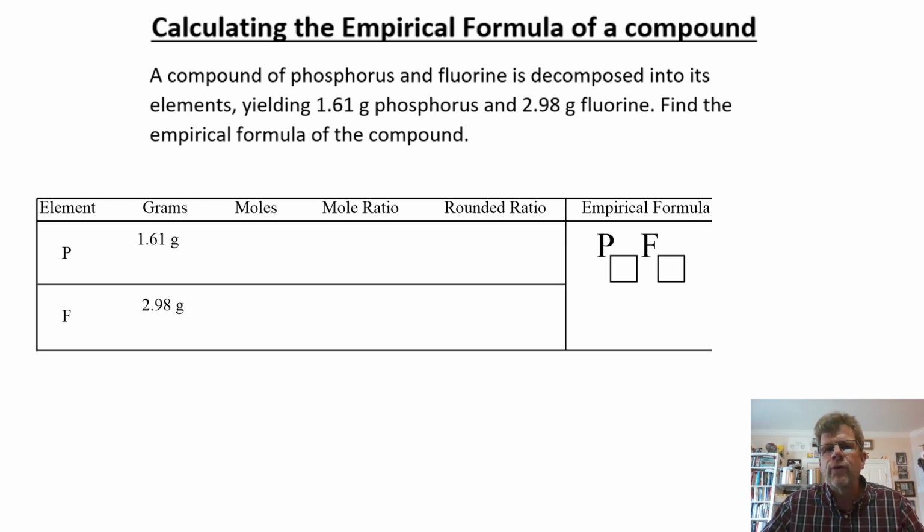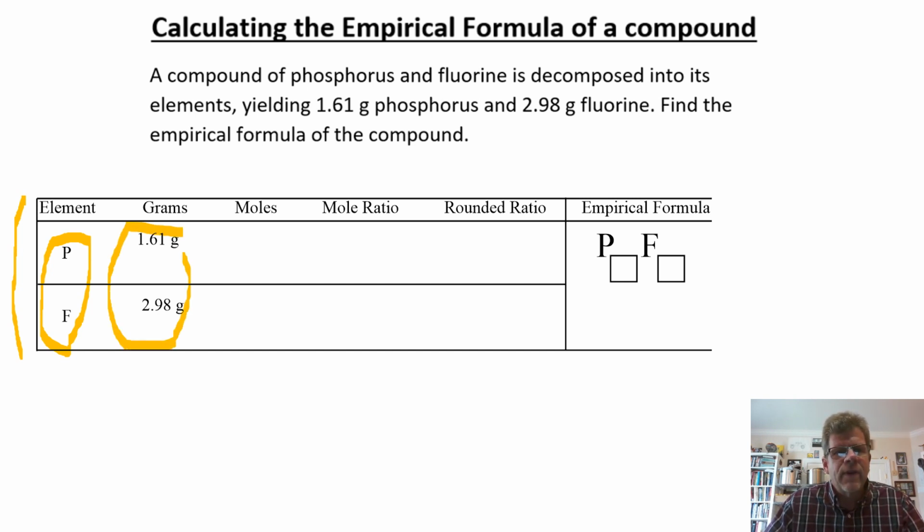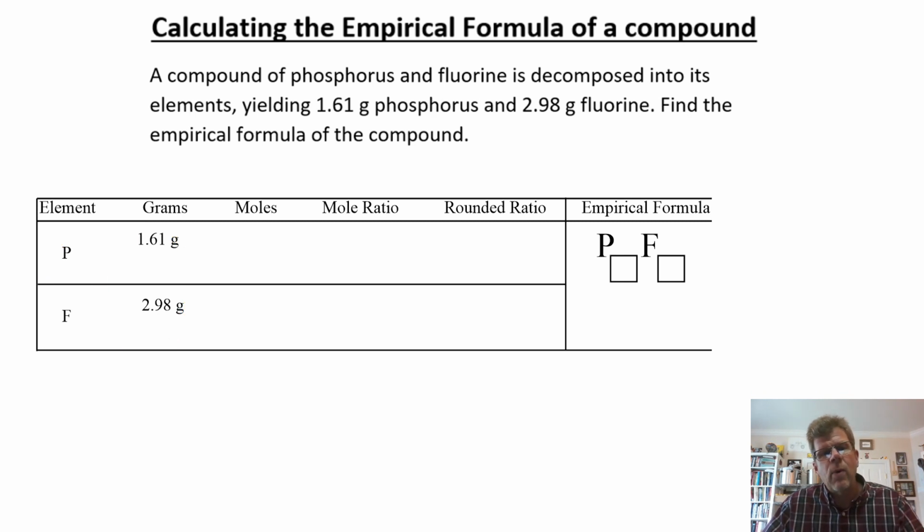Now, these empirical formula problems, I like to set up as a table. You don't have to do that, but I like to. So that puts all of my information into a grid, and it works well for me. So if we look at this table down below here, I've put in our elements, phosphorus and fluorine. I know what that is because it tells me phosphorus and fluorine, and I put in their gram masses, which is also given.